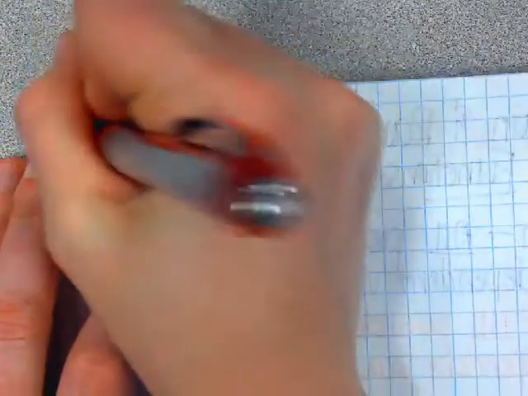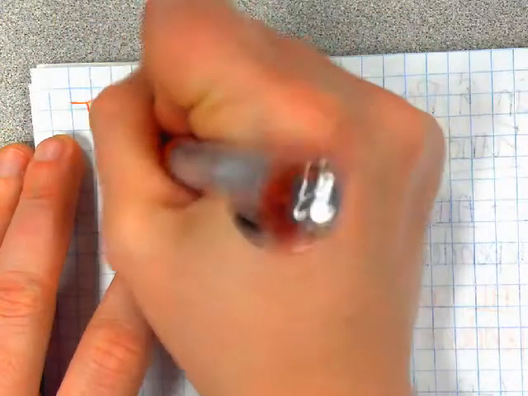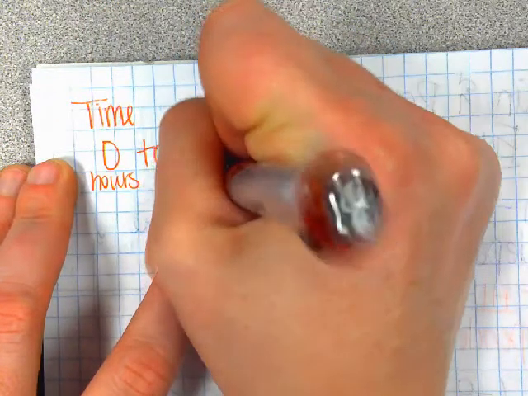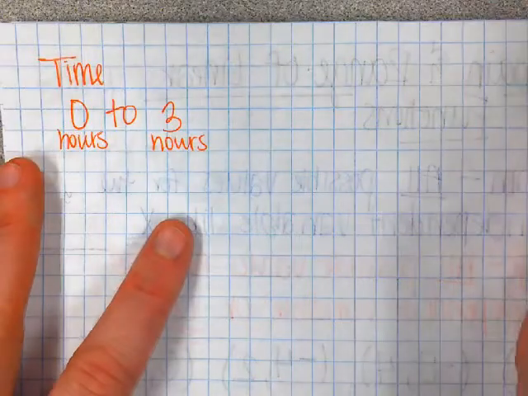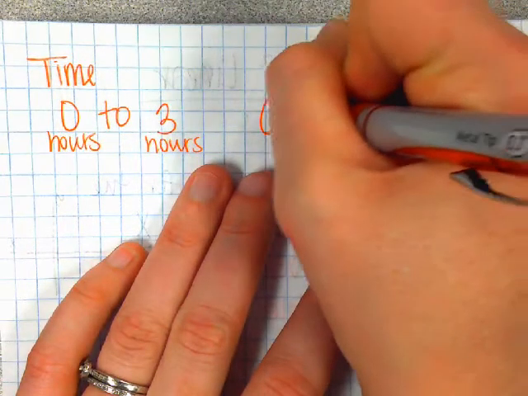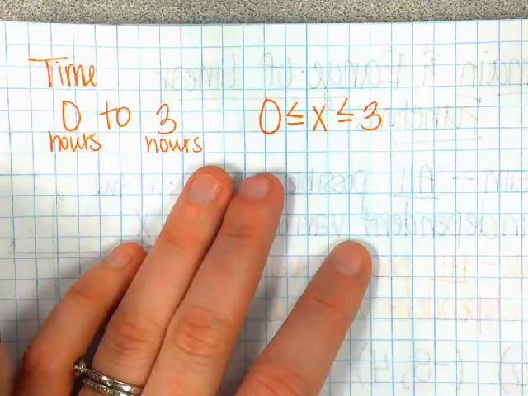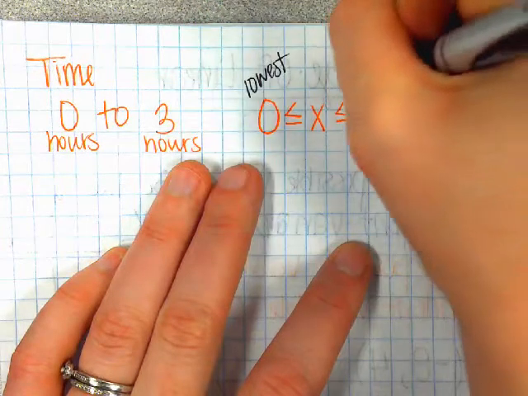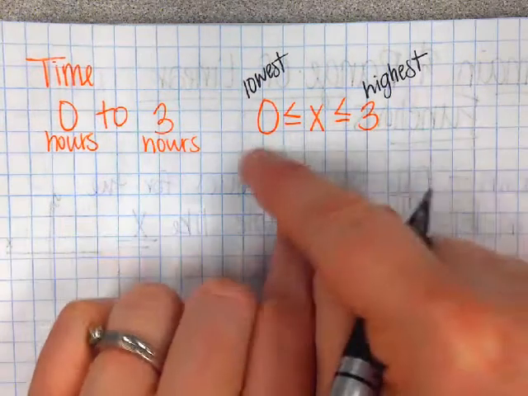If I said time was between, time could only be from 0 hours to 3 hours. So if I said that we could only travel for 3 hours, or that's how long it takes you to get to Albuquerque, you would have to write it as 0 is less than or equal to x, and I'm going to explain this in just a second, less than or equal to 3. You always write it as this. This is your lowest. This is your highest.